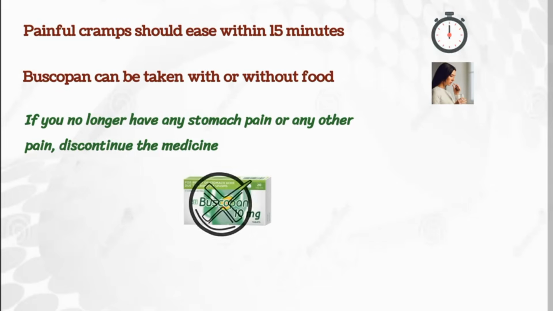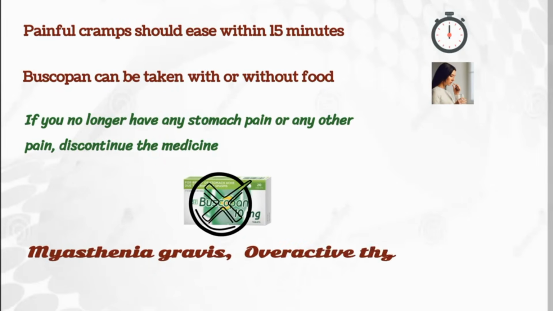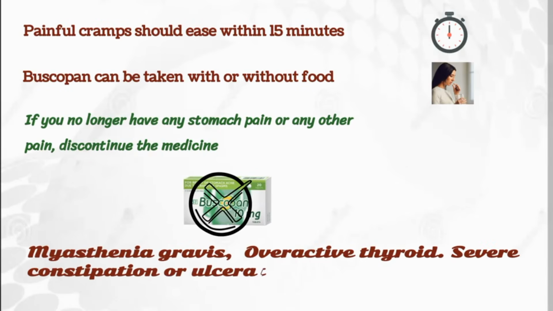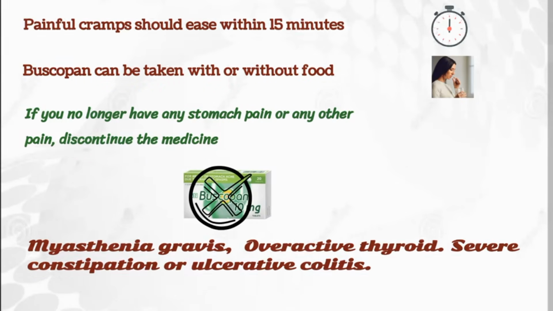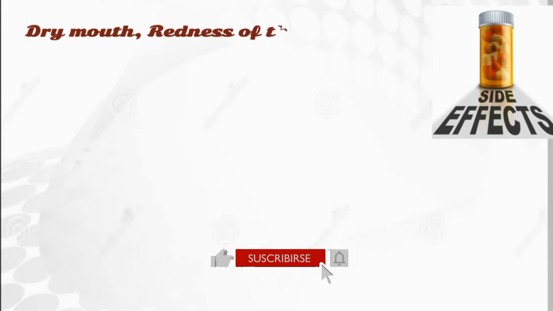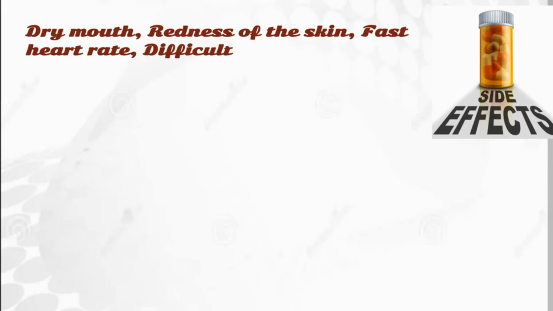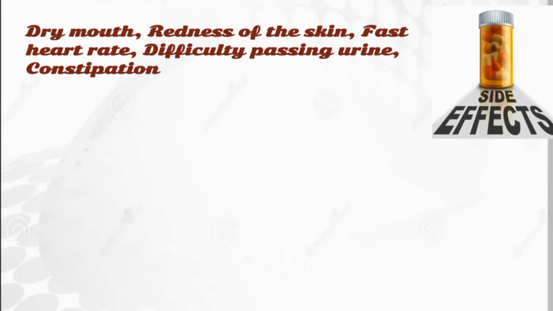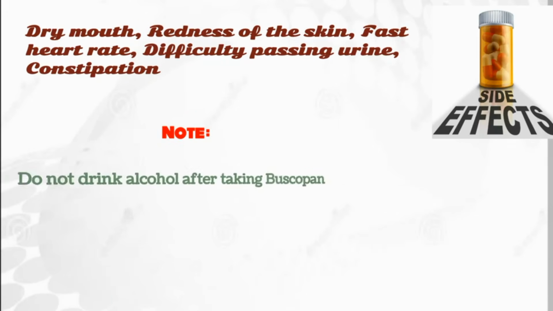Buscopan is not suitable for some conditions including myasthenia gravis, overactive thyroid, severe constipation, or ulcerative colitis. Some of the side effects which you may experience are dry mouth, redness of the skin, fast heart rate, difficulty passing urine, constipation. Also note that, do not drink alcohol after taking Buscopan.